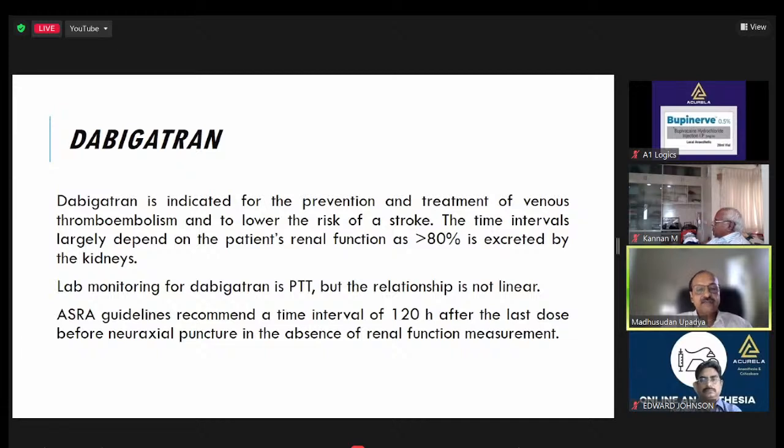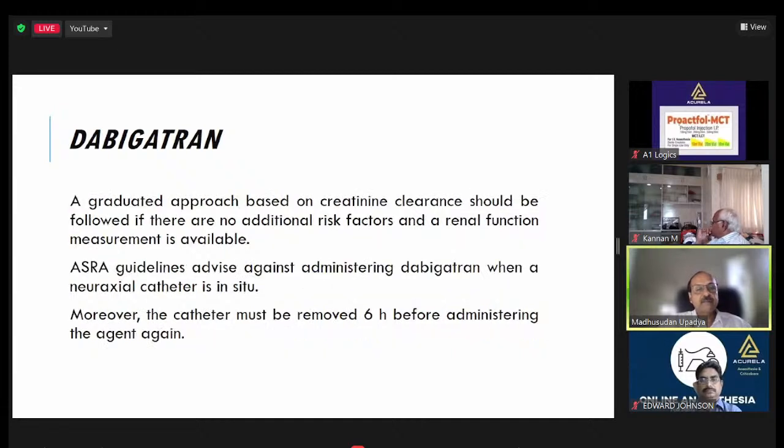The ASRA guidelines recommend a time interval of 5 days, that's 120 hours, after the last dose before the neuraxial puncture in the absence of renal function measurement. If your renal functions are normal, even then I think it's safer to wait for 5 days after the dabigatran. A graduated approach based on creatinine clearance should be followed if there are no additional risk factors and a renal function measurement is available.